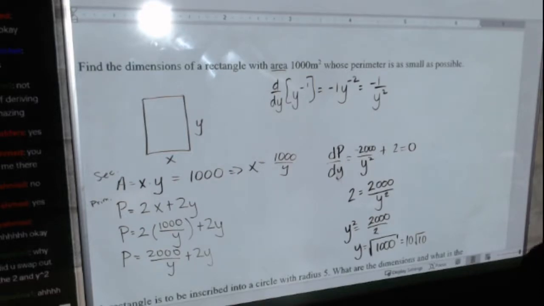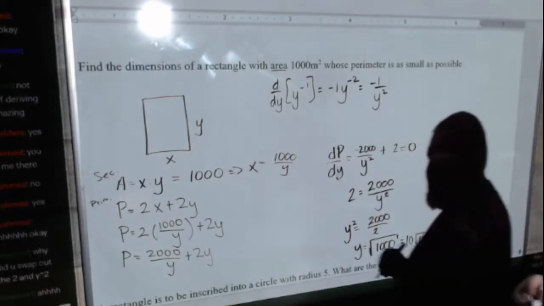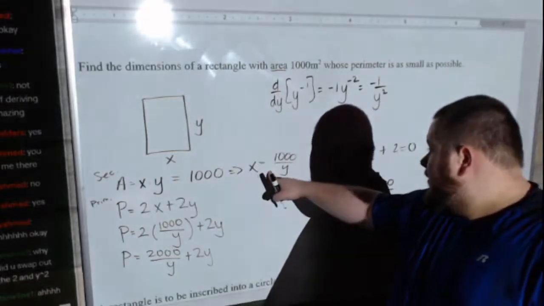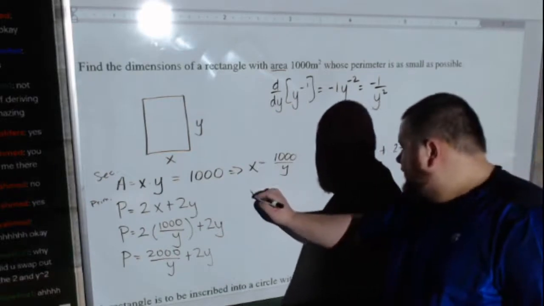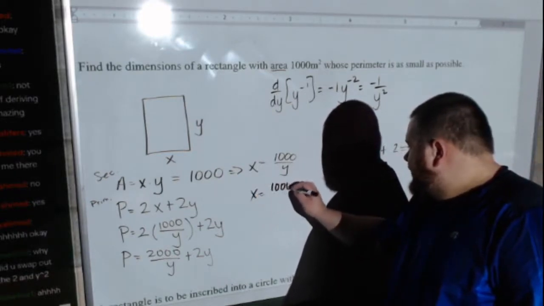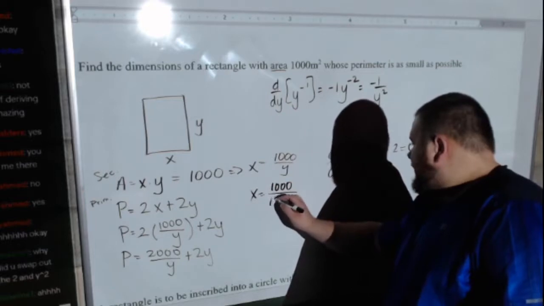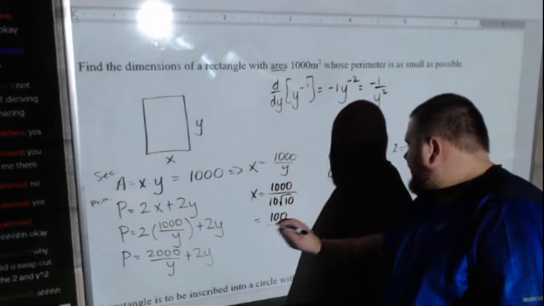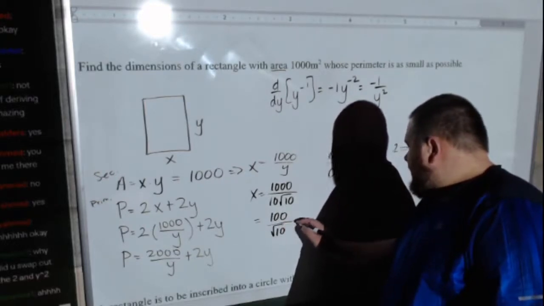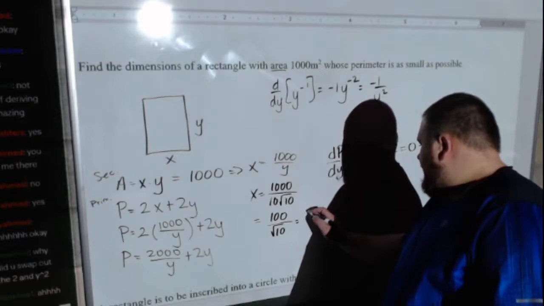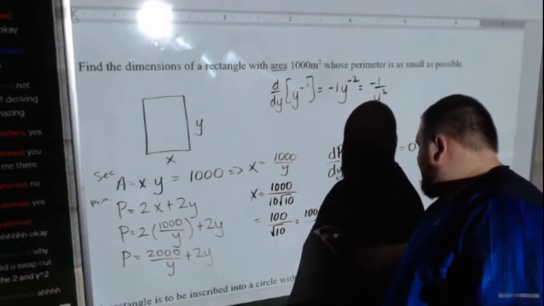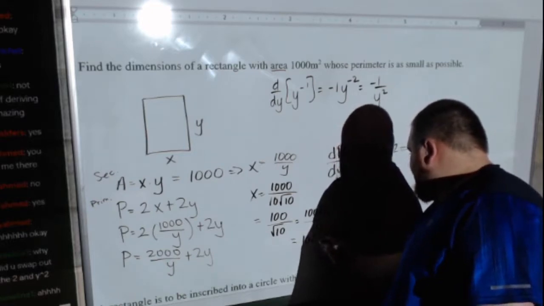So y is 10 root 10. If we want to find x, then we need to plug it back into this equation, or even here's better, because it's already solved for x. So that's 1,000 divided by 10 root 10. That would be 100 over square root of 10, or 100 times square root 10 over 10, which turns out to be 10 root 10.